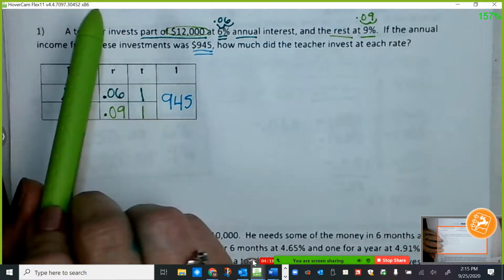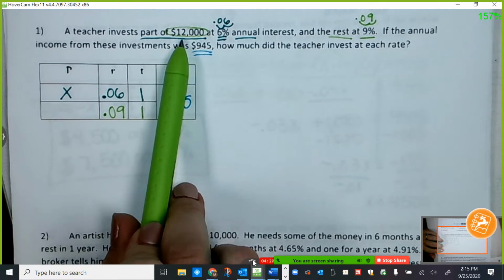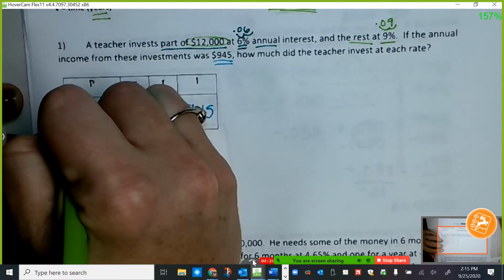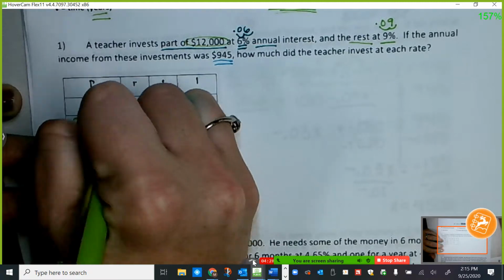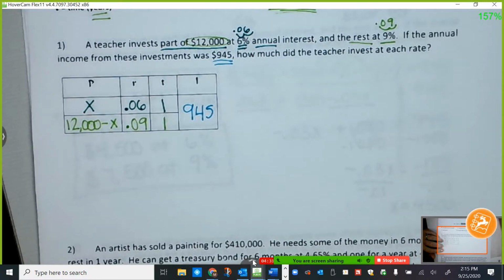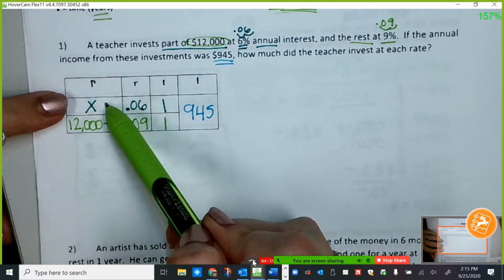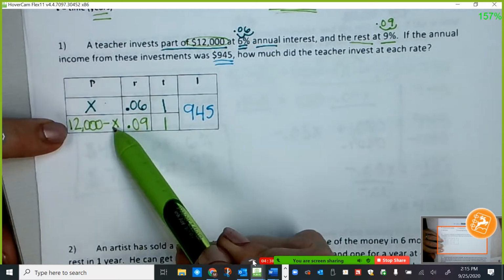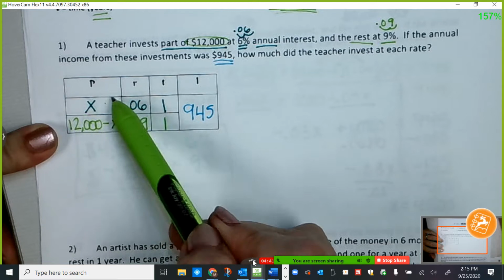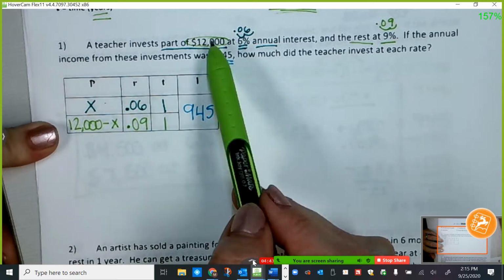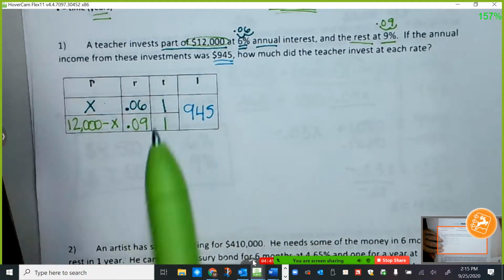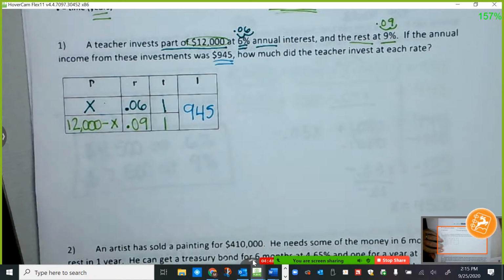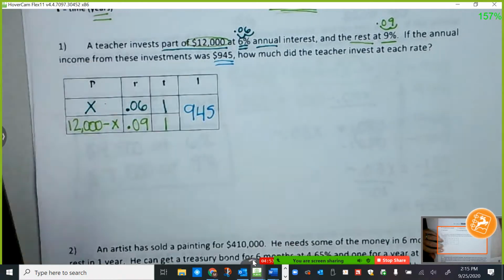Okay, but I know that our total is 12,000. You're exactly right. 12,000 minus X. Wouldn't that give me what was left over after the first investment? Now, another way to check that is X plus 12,000 minus X. Well, X minus X, doesn't that cancel? These should always equal, when added together, your investment. Those X's cancel, and it equals 12,000, so that's a quick check to make sure your first boxes are correct.